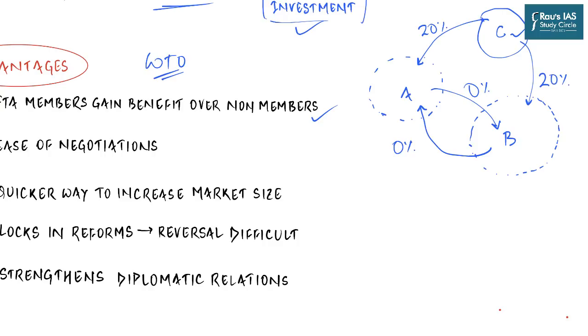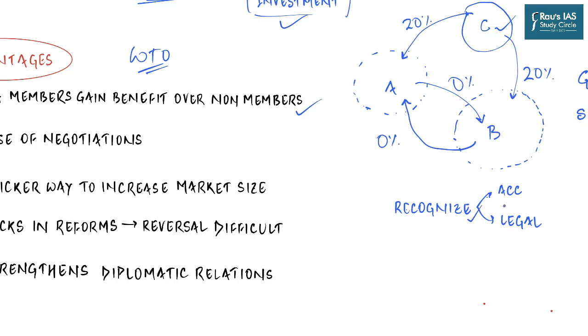What about services? Similarly, let's say that A and B decide that they are going to recognize the professionals involved in accountancy, for example, the chartered accountants, and people involved in legal profession, for example, lawyers, of each other into each other's territory. And so, for example, a person graduating in the legal stream, a lawyer in B, can go to A and practice in A's court. And similar is the case with A and B.